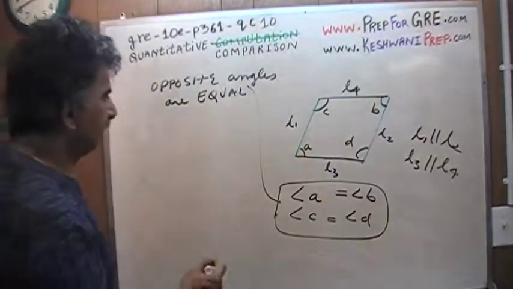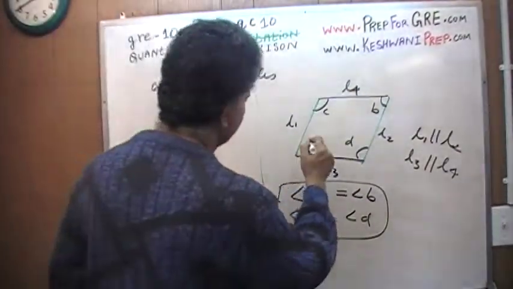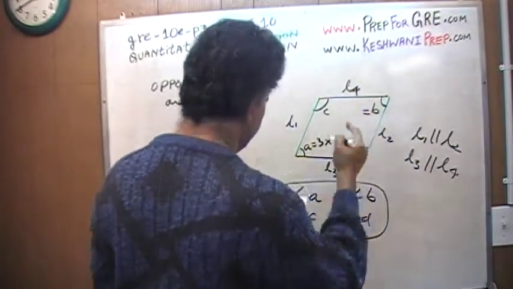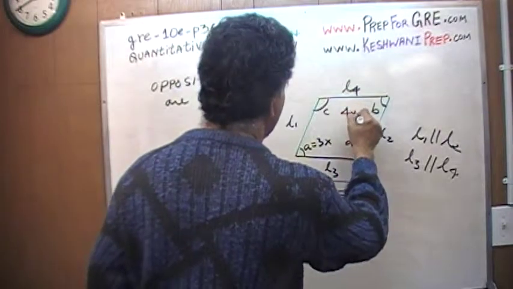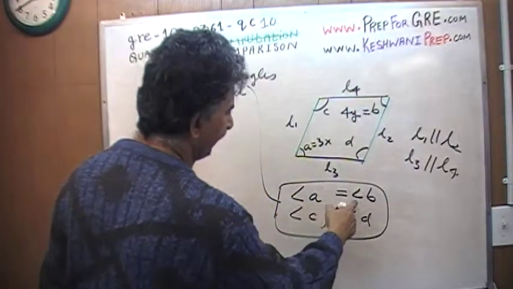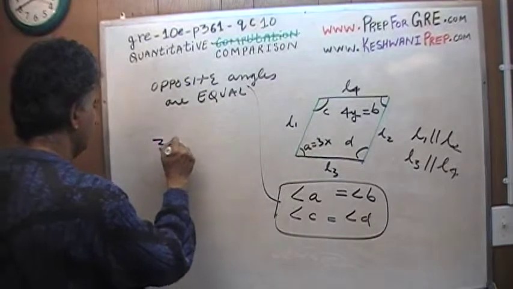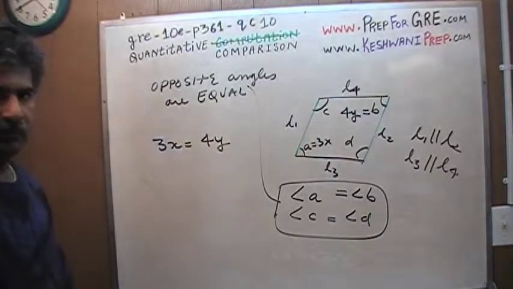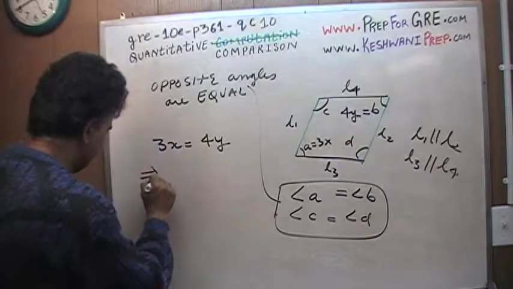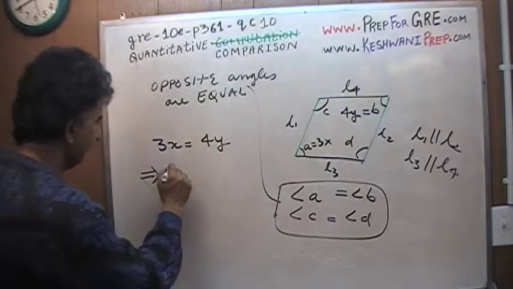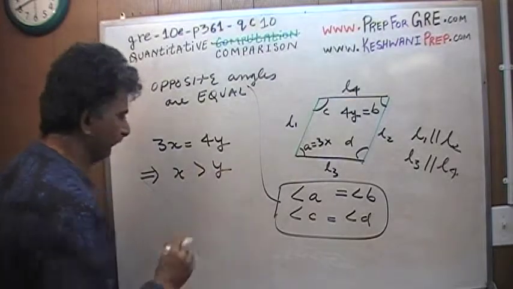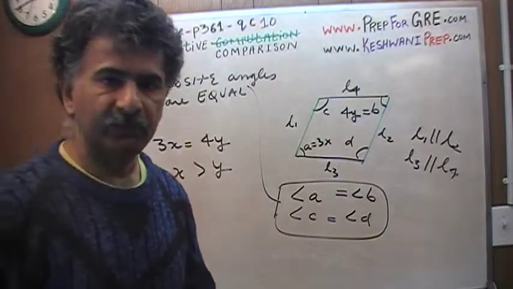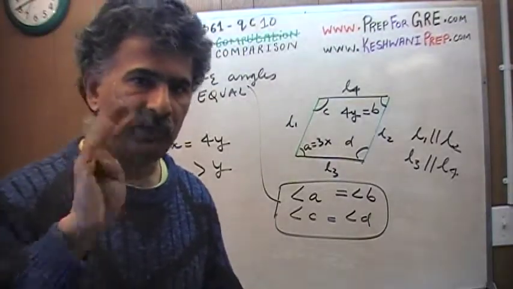They tell you that this, what I'm calling A here, is your 3x, and what I'm calling B is your 4y. And as I already told you that angle A equals angle B, therefore 3x equals 4y. If 3x equals 4y, this implies that x would have to be more than y. Why would x have to be more than y? Because it takes only 3 of the x's to equal 4 of the y's.